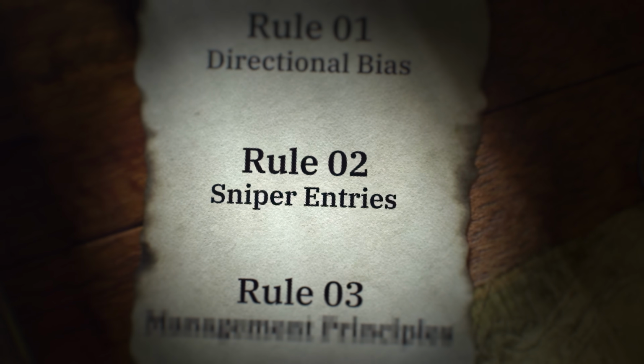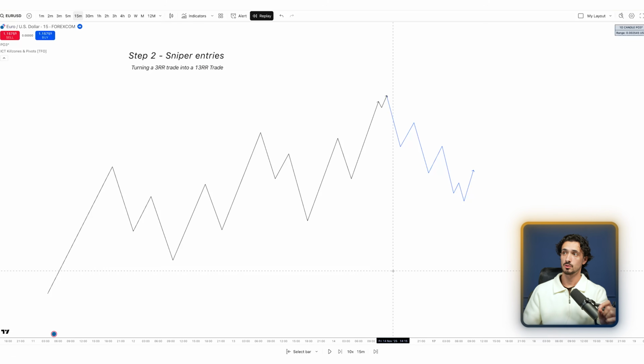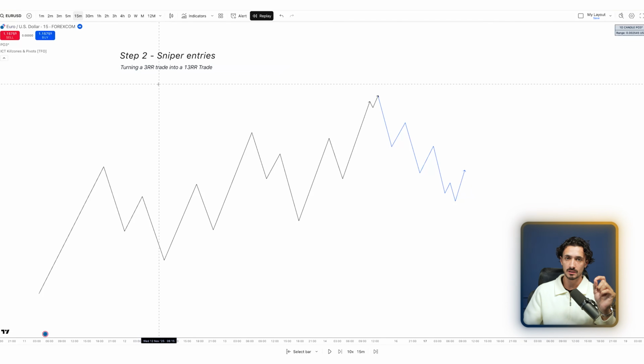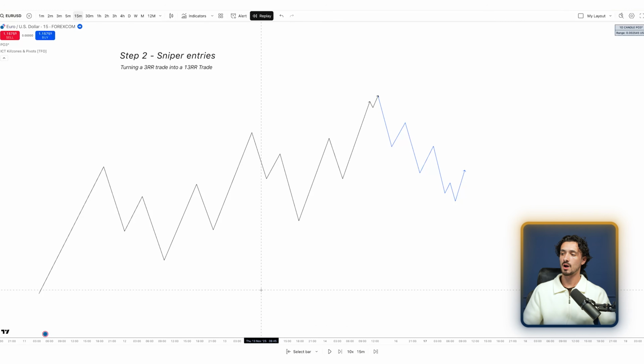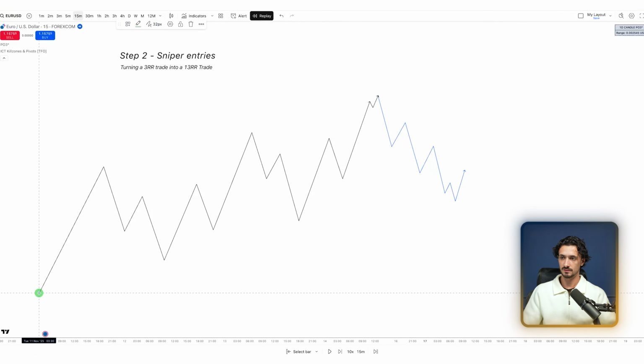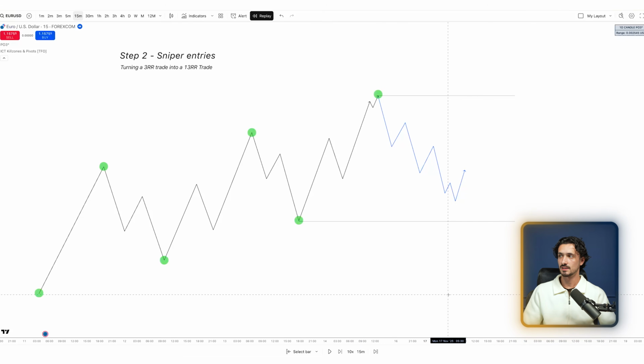So here we are, step number 2. In step number 2, I'm going to be teaching you sniper entries. I'm talking turning a 3R trade into a 13R trade with one simple principle. So we have our higher time frame bias. That is our directional bias. So we have swing low on the 15-minute time frame, swing high, higher low, higher high, higher low, higher high. So the direction of the day, the bias of the day is bullish. This is our swing point. So the bias of the day is bullish.